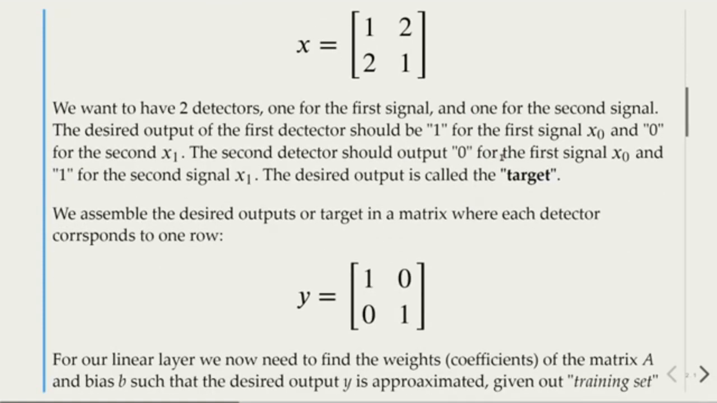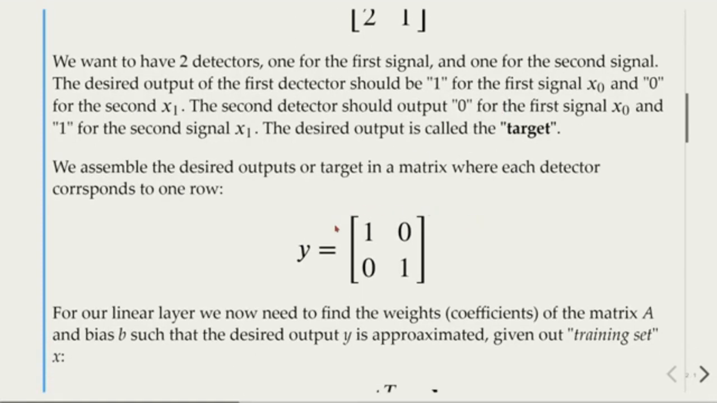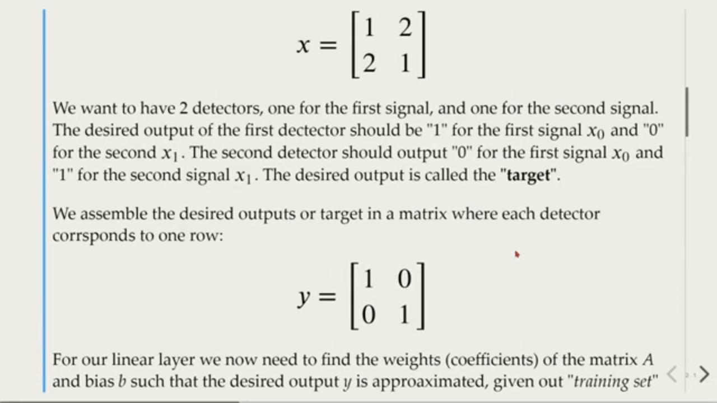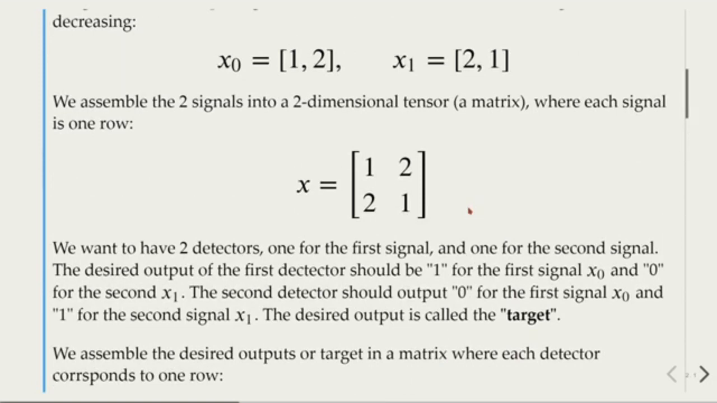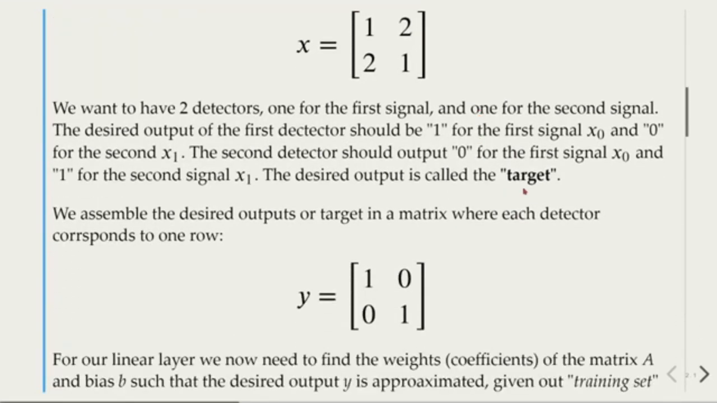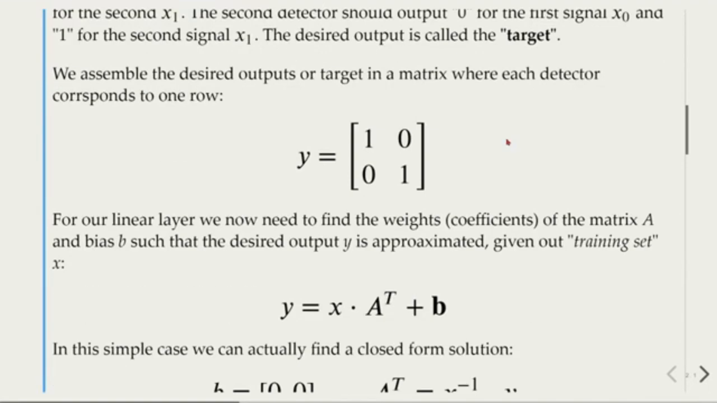We assemble the desired outputs, the targets, in a matrix where each detector corresponds to one row. So here we have the first detector. Like we've said before, it should be 1 and 0 for the first signal, and 0 and 1 for the second x1 signal.